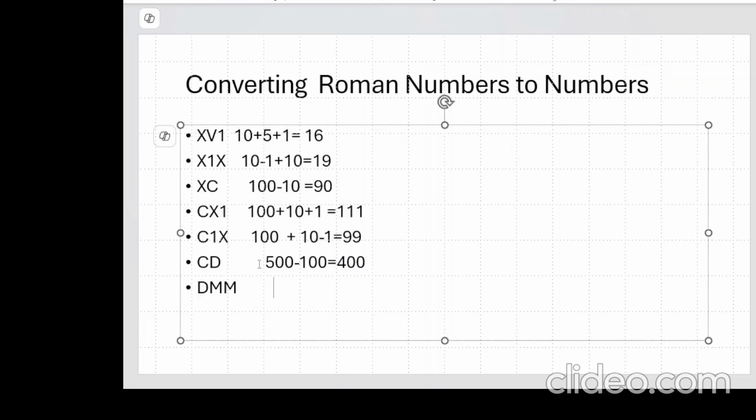So for DMM, we need to do it as 1000 plus 1000. So D is smaller than M, so I need to minus the 500. So I'll be deducting 500 here. So 2000 minus 500, I'll be getting 1500 as the answer.